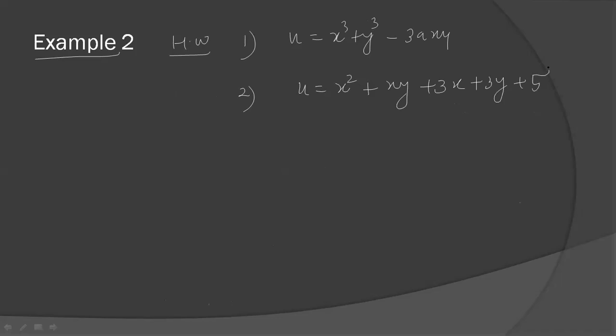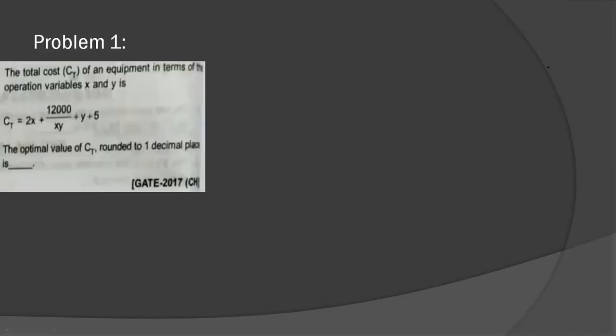Let's see some previous year question asked. The total cost C(T) of an equipment in terms of the operation variables x and y is given. Find the optimal value, meaning extremum value, minimum or maximum value. You have to round it to one decimal place. So it is a two variable problem. You can see that there are x and y here, two variables: 2x plus 12,000 over xy plus y plus 5.